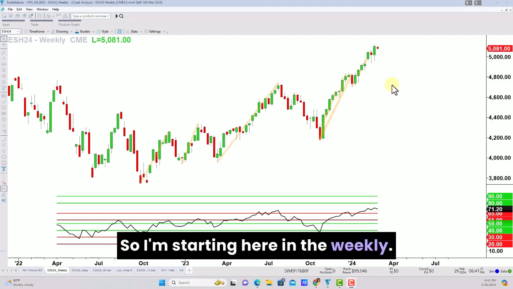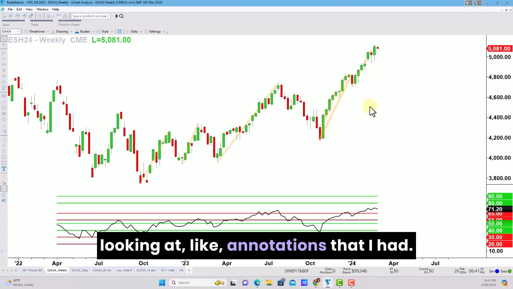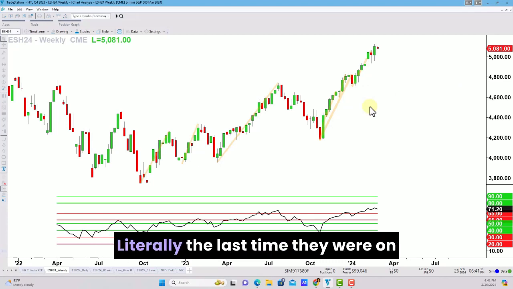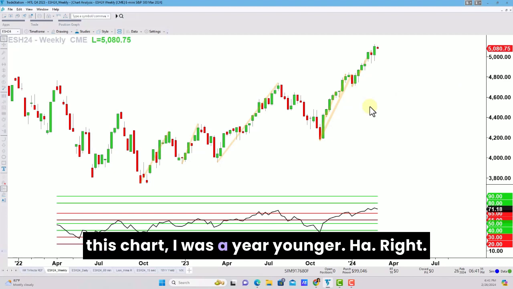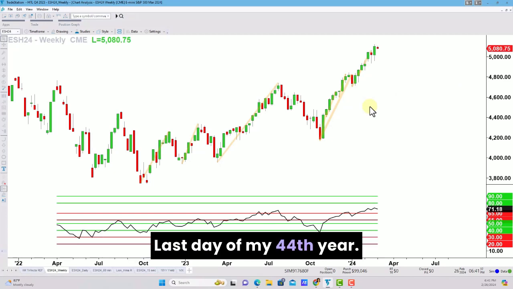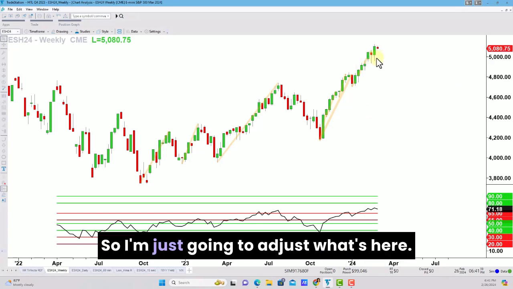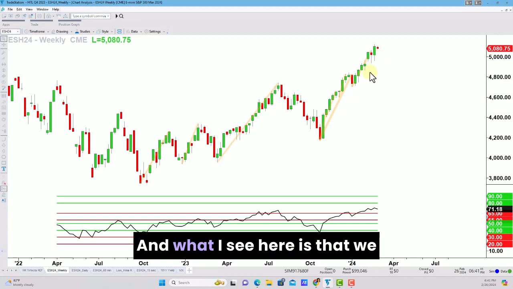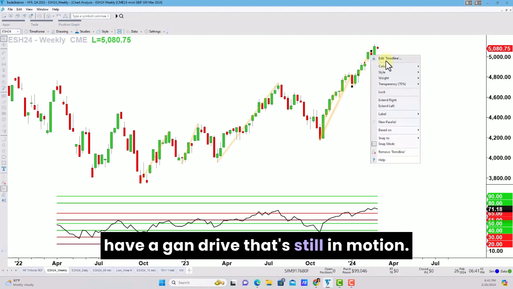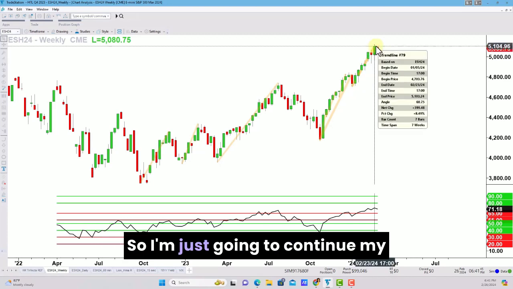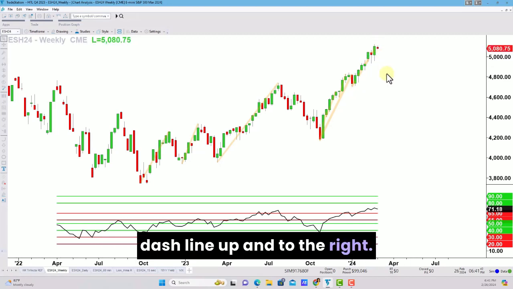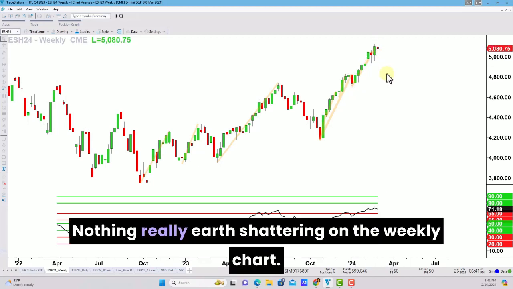So I'm starting here in the weekly, and in this particular case, I'm just looking at annotations that I had literally the last time they were on this chart. I was a year younger, right? Last day of my 44th year. So I'm just going to adjust what's here. And what I see here is that we have a Gann drive that's still in motion. So I'm just going to continue my dash line up and to the right. Nothing really earth shattering on the weekly chart.